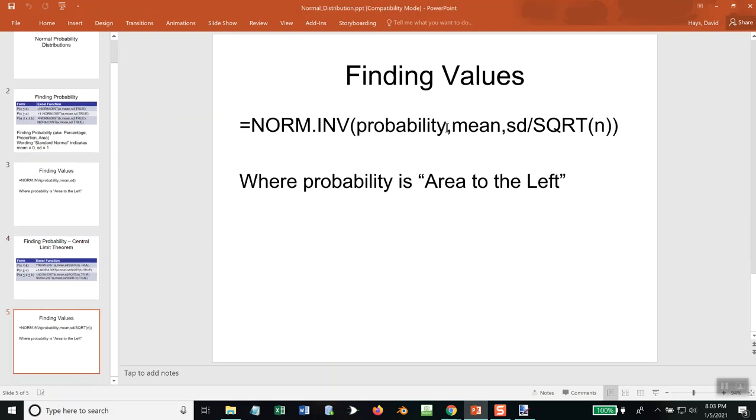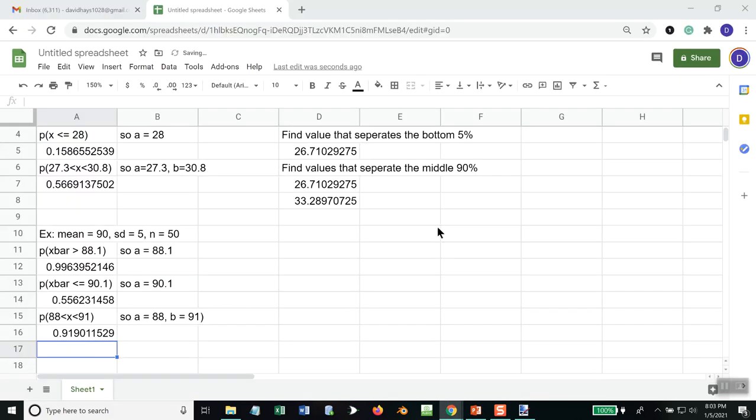Now I won't go through these cases, but you can have ones where you find the value. The difference is here, see this is probability, mean, standard deviation divided by square root of n. So the only thing that's different is you take your standard deviation and divide by square root of n. And you may have noticed that's the only thing we did different actually in these problems right here. And that's how you use Google Sheets to work with normal distributions.